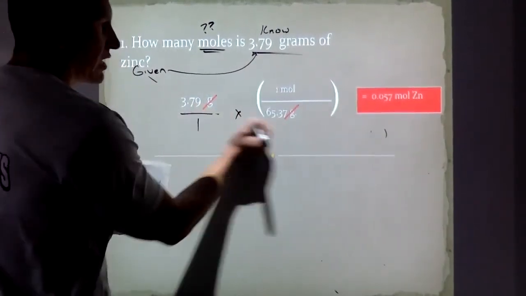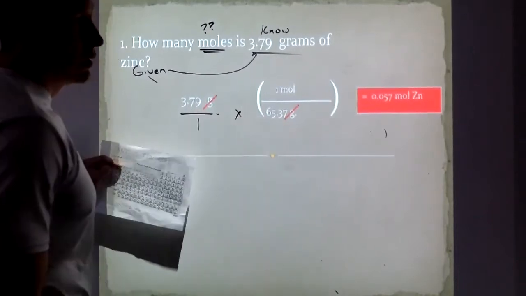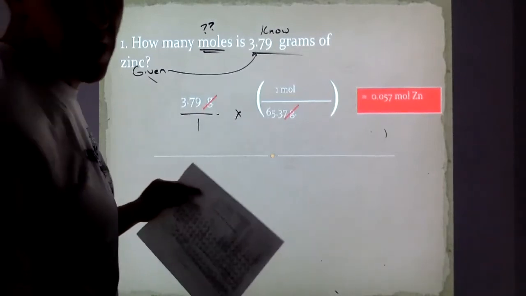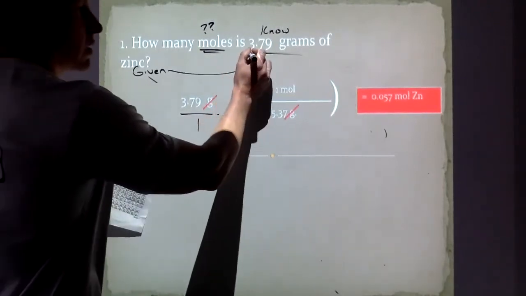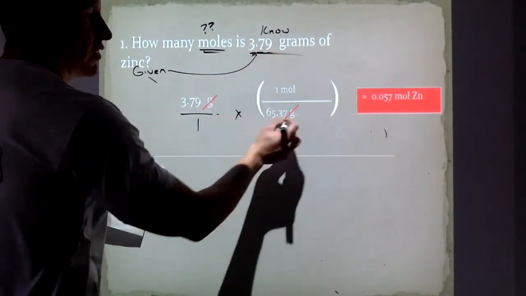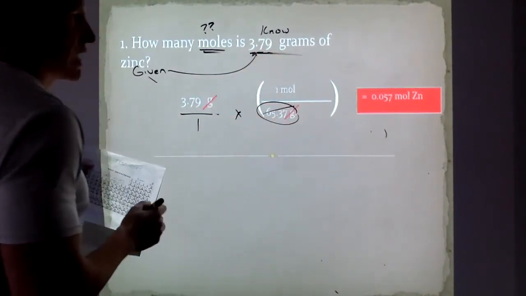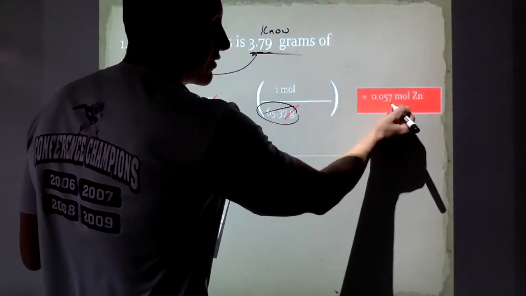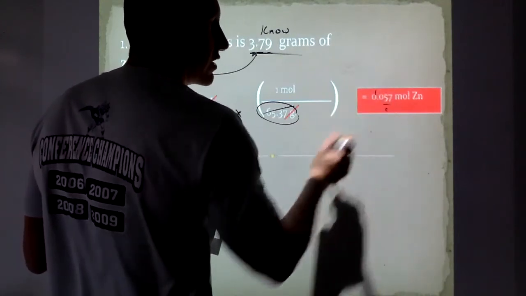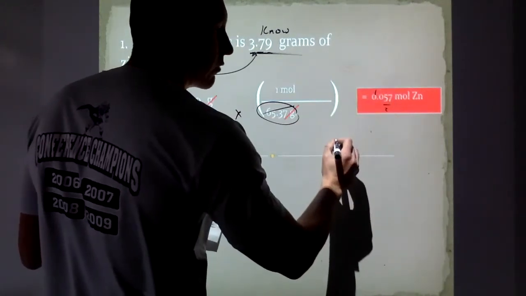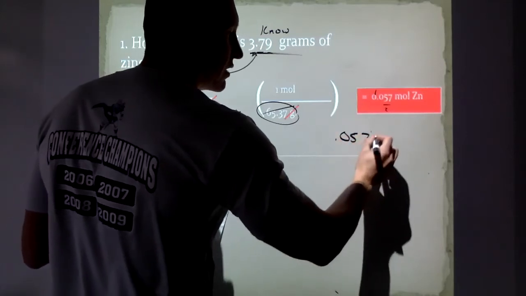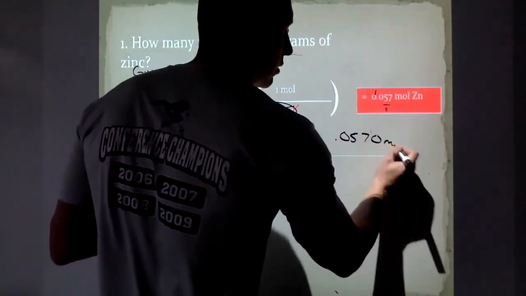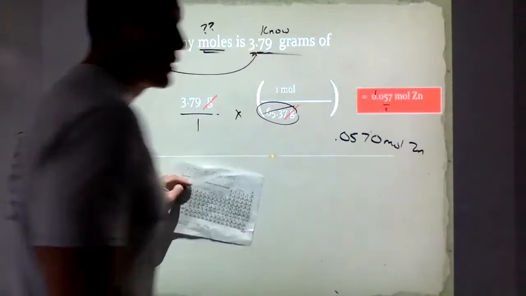Okay, 3.79 divided by 65.37. Okay, now you got to remember something here. Remember sig figs from way back in Unit 1? How many sig figs are right here? 1, 2, 3. This number comes from the periodic table, so we don't use that one. My final answer should have 3 sig figs. This one, 0.057, actually only has 2. Zeros in the front, not significant. So this number, to write it correctly, should be written as 0.0570. Now it has 3 sig figs. Moles of zinc. All right, so there's an example of that.